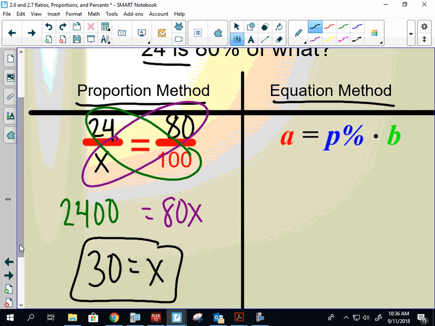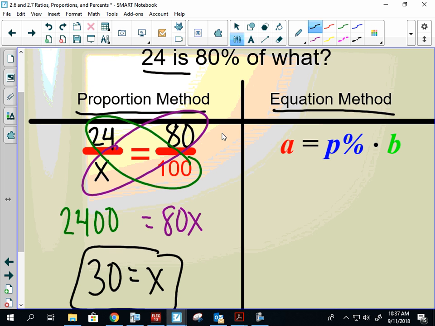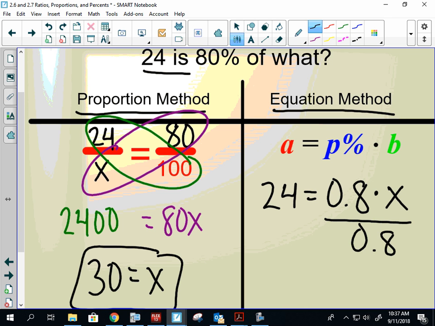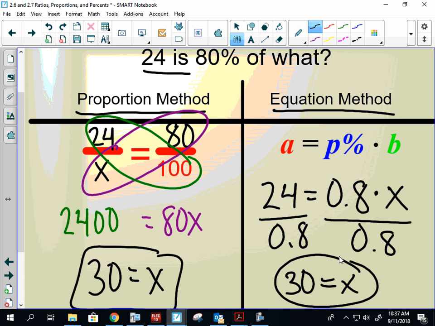If I do the equation method, I would need to translate: 24 means equals, 80% is 0.8, of is multiply, and what I don't know is x. I need to divide both sides by 0.8. If I divide both sides by 0.8, I'm going to get the same answer of 30. So 24 is 80% of 30. Either way works. You just use whichever one is more natural to you.